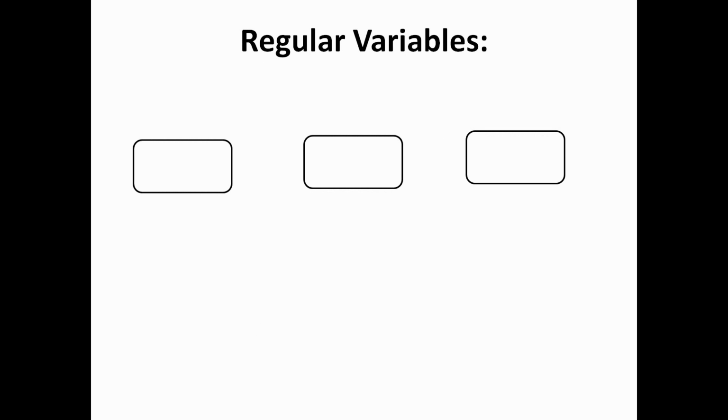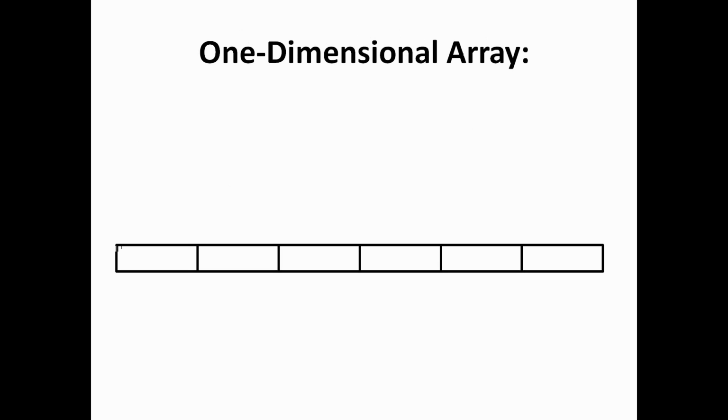Previously, we have looked at regular variables and we have visualized them as boxes, just individual boxes. This time, an array is a special type of variable, but all of the boxes are joined together. So think of a one-dimensional array as a row of numbers or a row of variables.